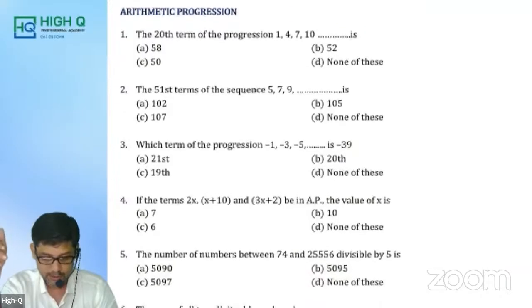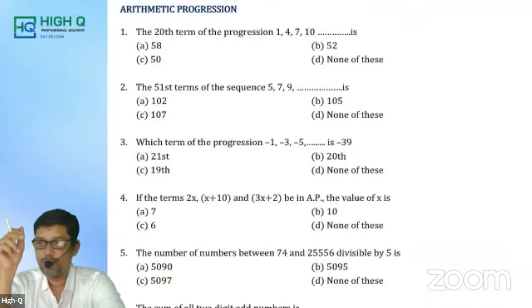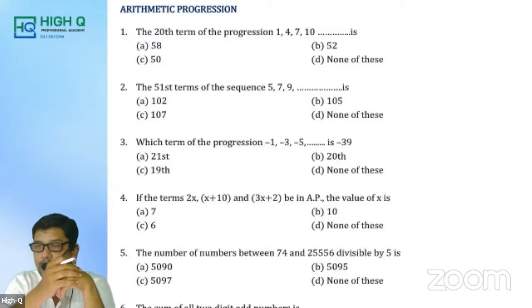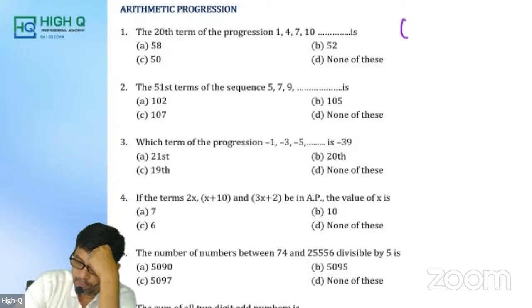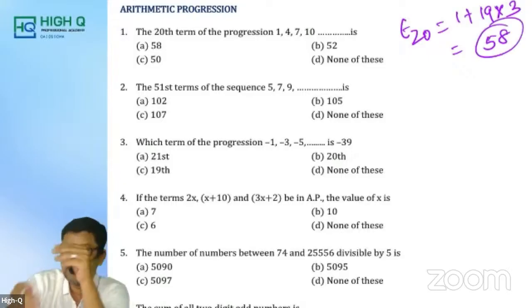Now look at this. Question number 1. The 20th term of a progression 1, 4, 7, 10. What is the common difference here? D is equal to 3. For the 20th term, I think the answer is 58. The method you will be following is the formula T20 is equal to A plus (n minus 1) into D. So 58. This is the formula you will be using.